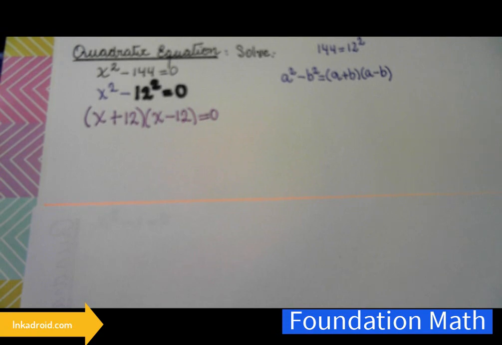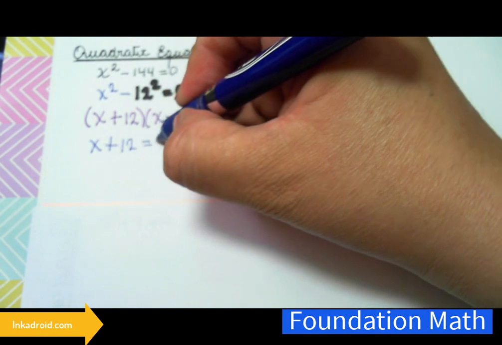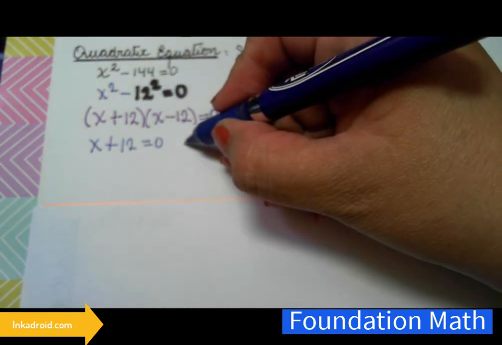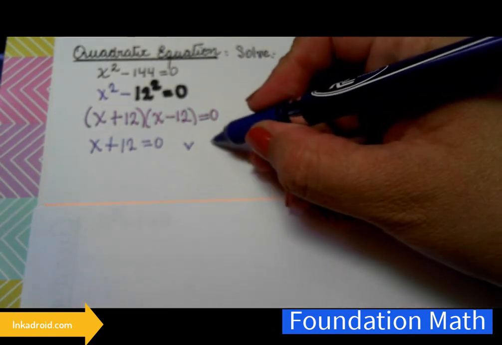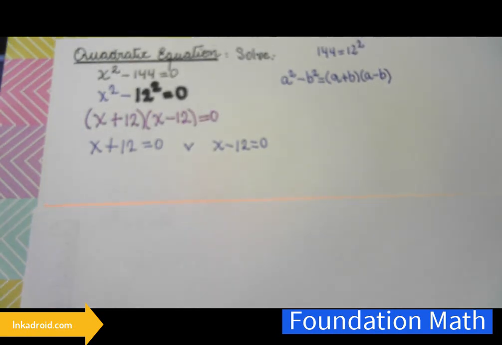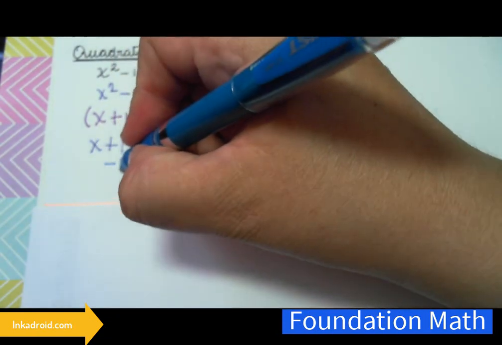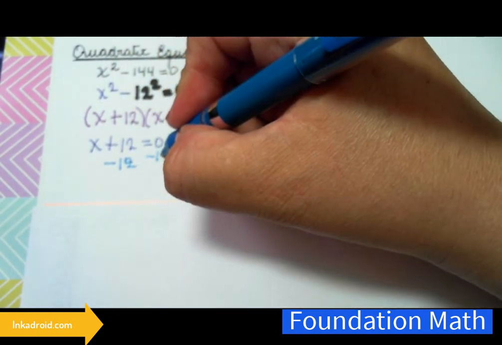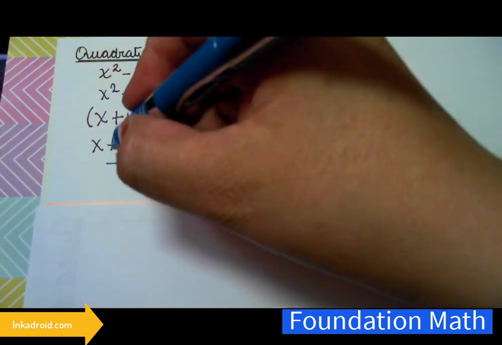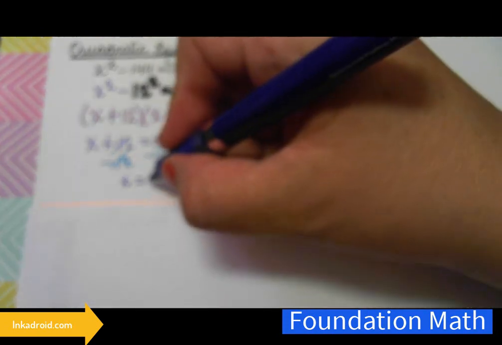It means that you have to do this. x plus 12 is equal to the number 0, or x minus 12 is equal to 0. So from these two equations, we are going to find the roots. How are you going to do it? We have plus 12. You have to take away 12 from here and 12 from here. 12 minus 12 is 0. You have x is equal to 0 minus 12, which is negative 12.